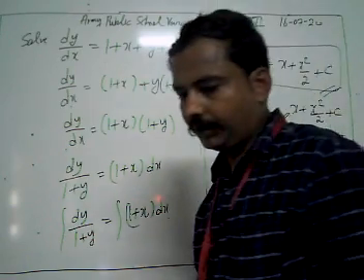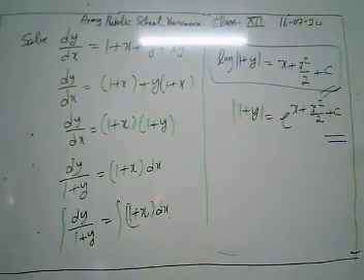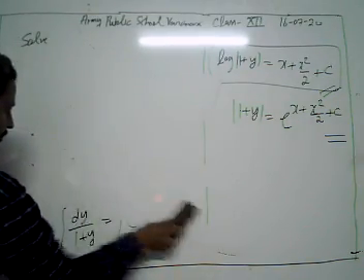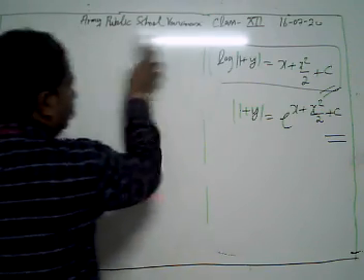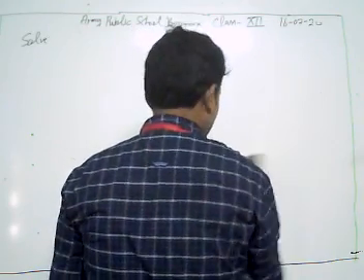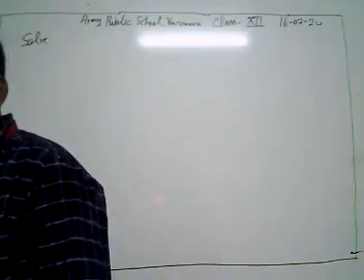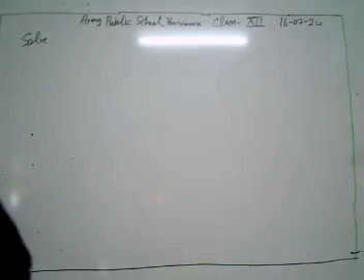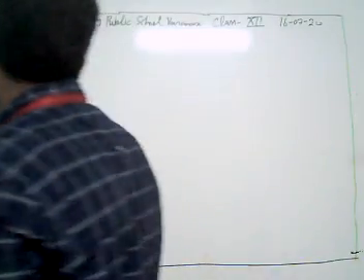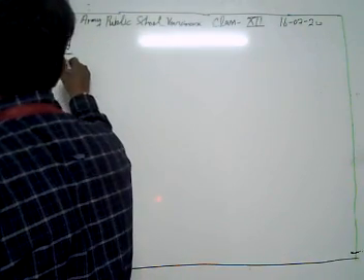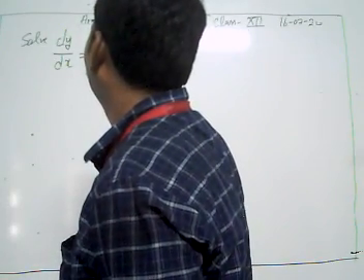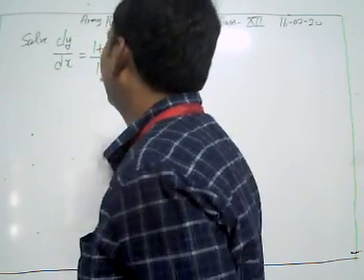It's one of the NCERT examples. We have to solve the differential equation dy by dx equal to 1 plus y square upon 1 plus x square.